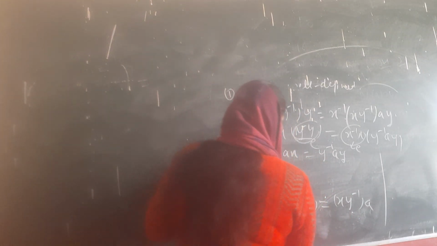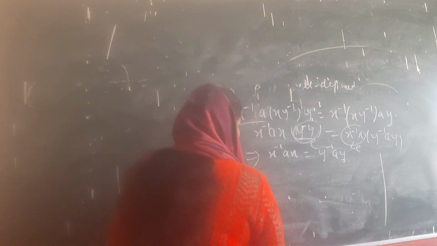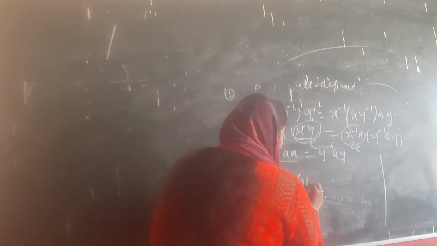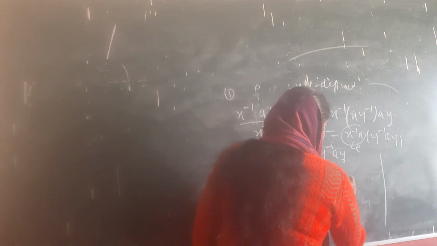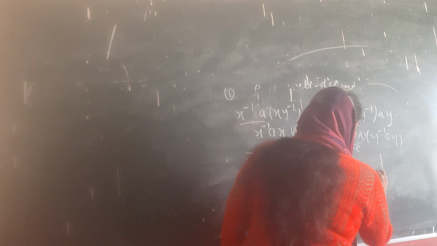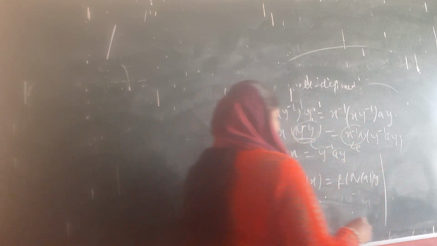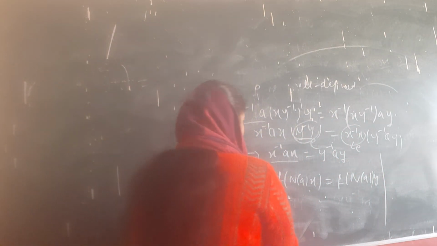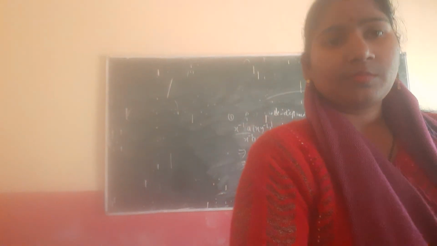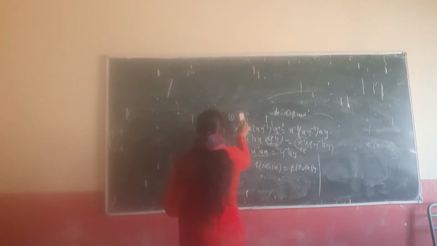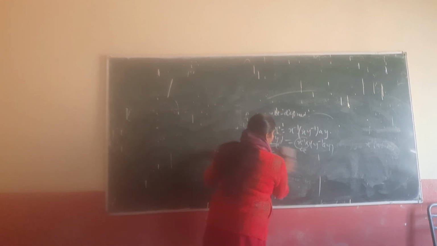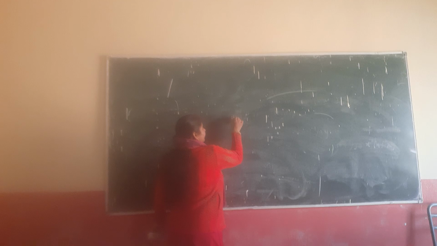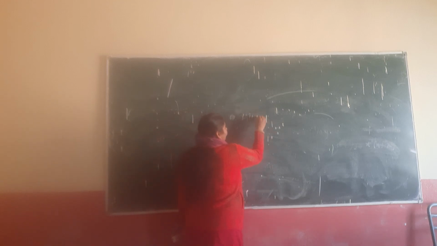So we can write F of N(A)x is equal to F of N(A)y. So F is verified. तो हमारे पास क्या होगा, वेरिफाइड। Next we prove that F is one-one.